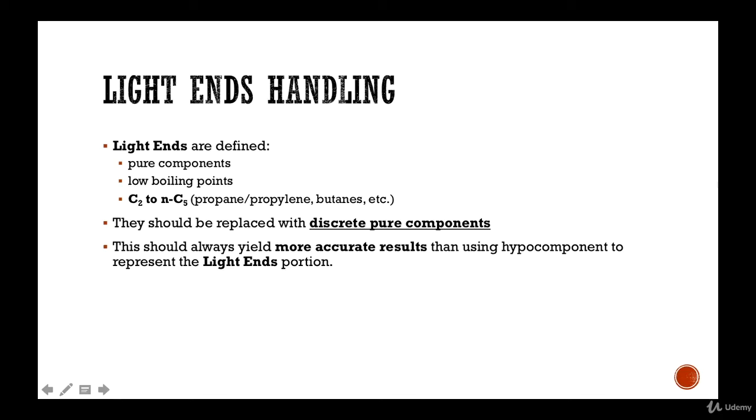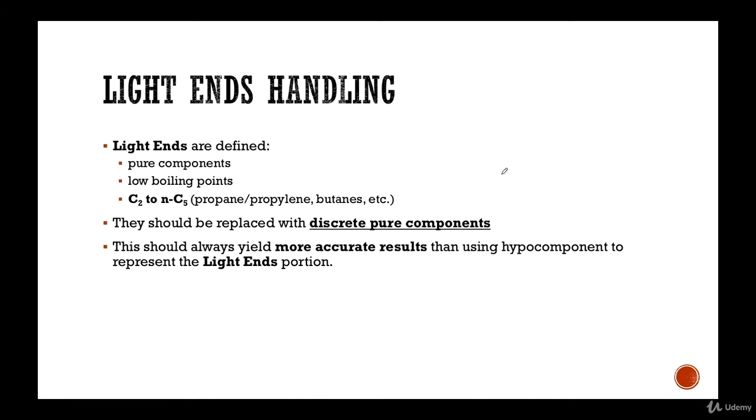Out the light ends. And as we've seen previously, we have ignored this little section on the input data. But why do we ignore it? Well, because light ends are very special. They are modeled with pure components. They have low boiling points. Examples of these will be ethane, propane, propylene, butanes, isopentanes, cyclopentanes, and so on. So this is the light ends.